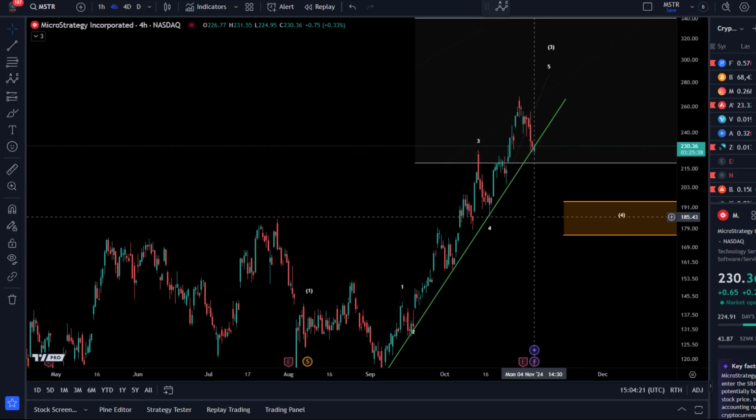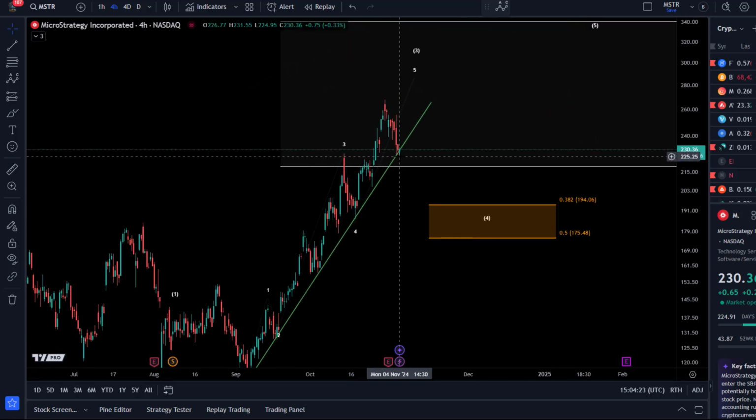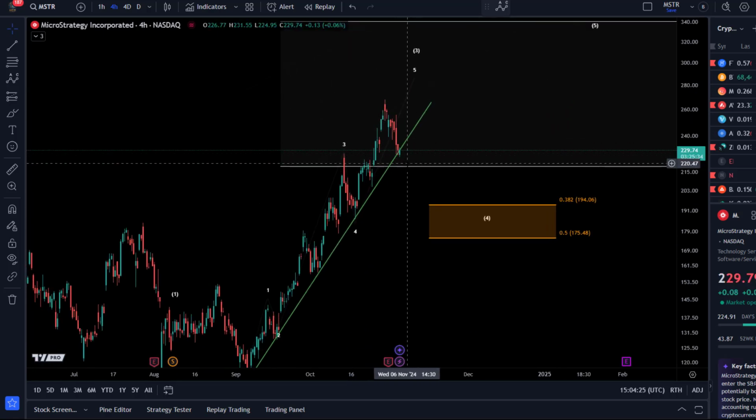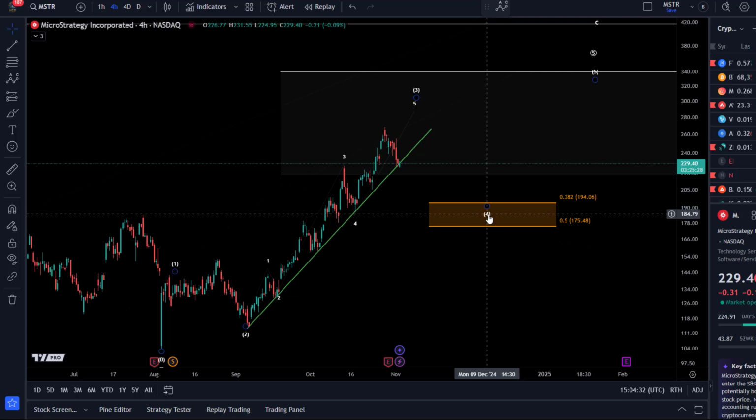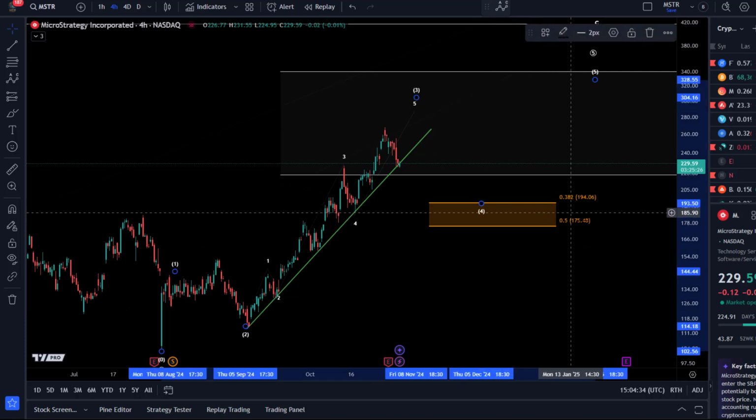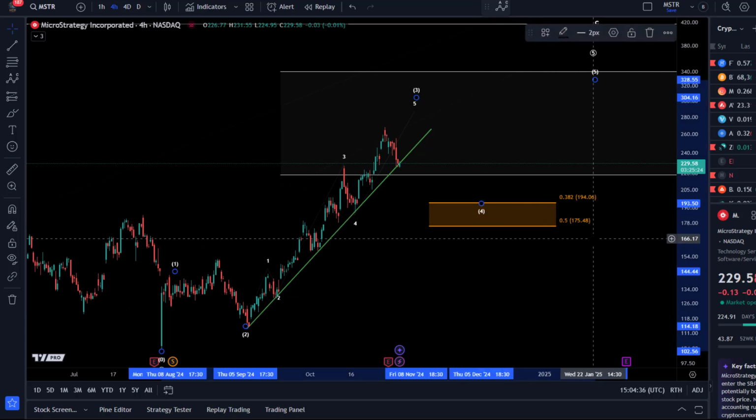Already now, I think it is quite likely we've topped already, but I can't confirm it yet. We're still fighting with that trend line there. But that's the main risk area right now, because we could have started the 4th wave already. That's the update about MicroStrategy.